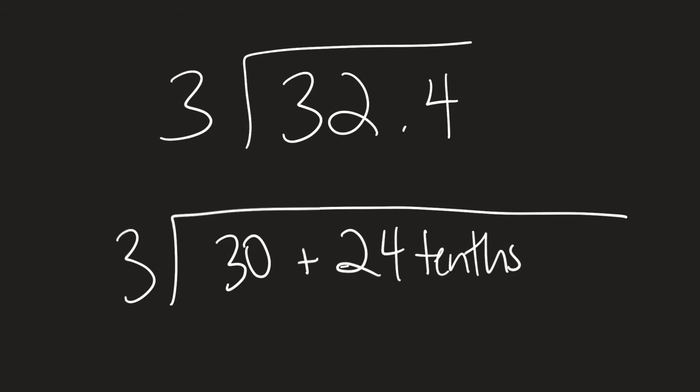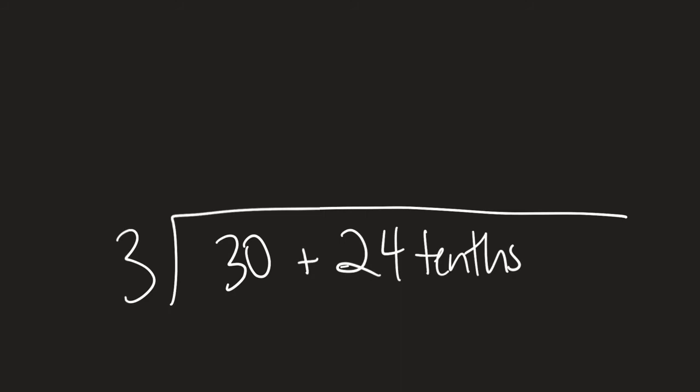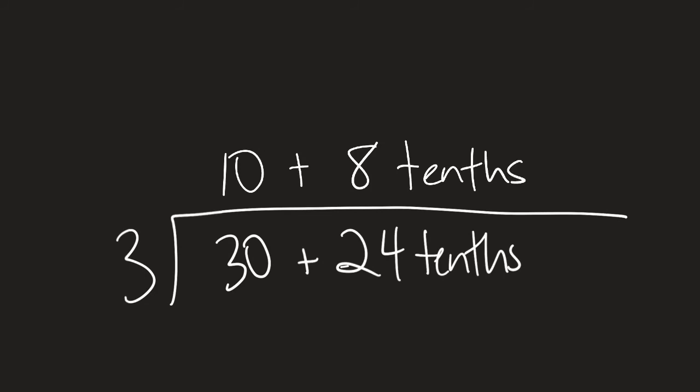Let's try it. 3 goes into 30. Actually, let's clean this up just a little bit. Let's move you out of the way. 3 goes into 30 10 times. And then 3 goes into 24 8 times. 8/10. Or we can call it 10.8. Did you get that? Awesome.